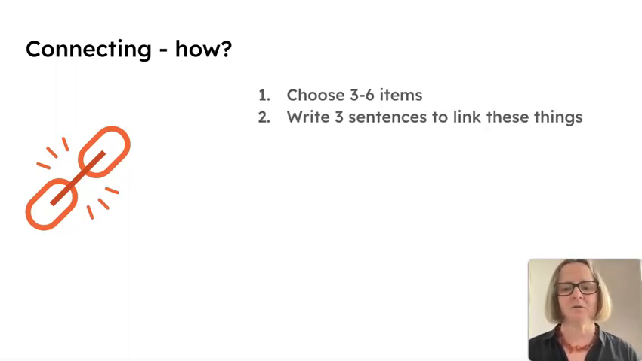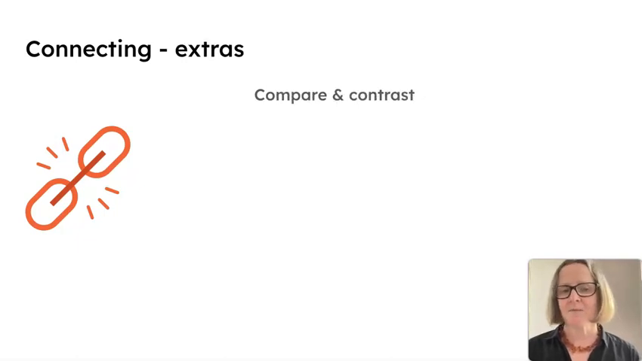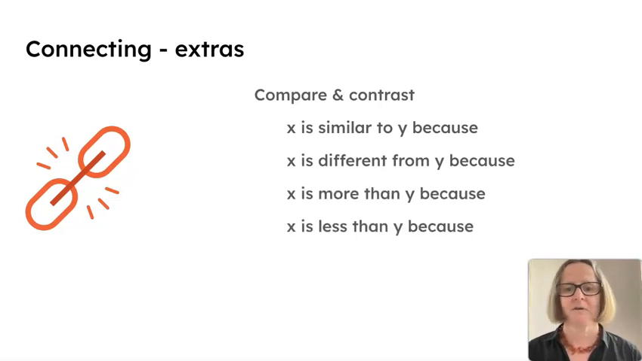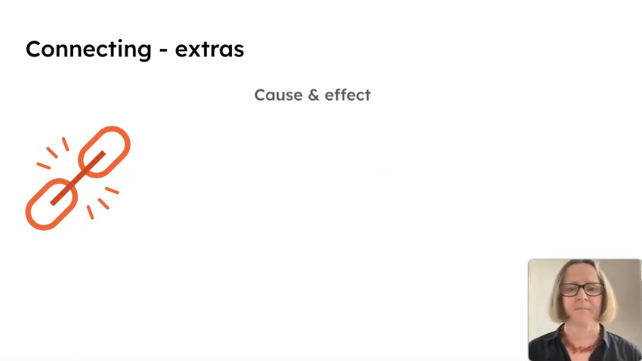And step 2. Write 3 sentences to link these things together. It's as simple as that. Different types of connecting. You could do a compare and contrast. So X is similar to or different from Y because, or X is more or less than Y because.